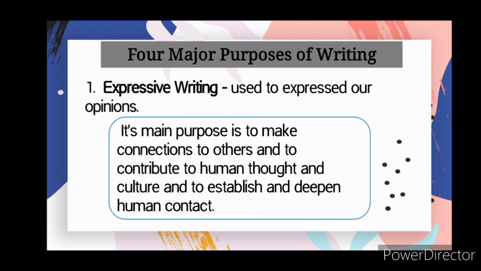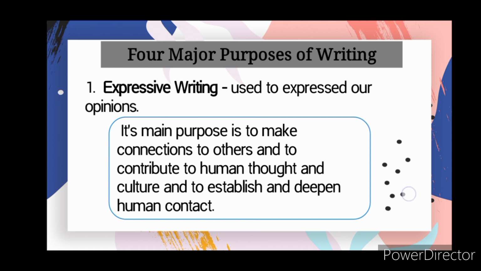It is used to express our opinions. Its main purpose is to make connections to others and to contribute to human thought and culture and to establish and deepen human contacts. So, the expressive writing is an informal writing which is personal and emotional writing without regard to the punctuation, verb agreement, or other technical aspects of writing. So, writing has the purpose to express the thoughts and emotions of the writer. An example for this are diary or journal, letter, poetry, and any personal narrative.